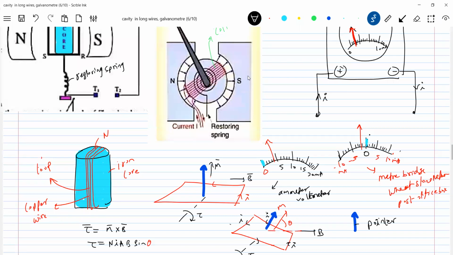So here I'll call this the restoring spring. Now, what should be the mechanism? As I pass the current, the loop will rotate. Then an equal and opposite torque should be set up by this restoring spring. So how can spring force produce torque? Here it is like a wire. Can you go back to torsional oscillations? There, the wire got twisted, no?